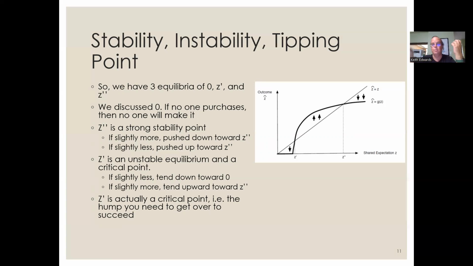The picture here is from the section on the dynamic versus the static view, which gives a derivation of Z hat as an outcome, which is a function of Z, the people who purchase it. Here you can see that less than Z prime goes to 0 and greater than Z prime goes to Z double prime.